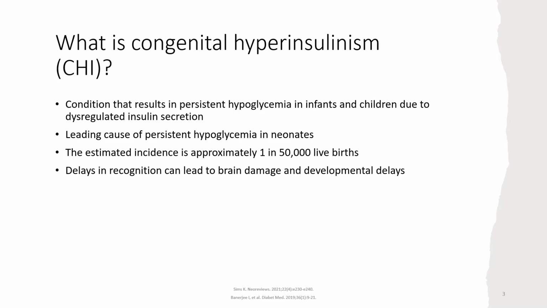And hyperinsulinism causes not only hypoglycemia, but it can also suppress lipolysis and reduce ketones that act as an alternative fuel to maintain brain neuronal function. So hypoglycemia that is caused by CHI is detrimental to the brain, and it can have adverse neurodevelopmental effects in these babies.